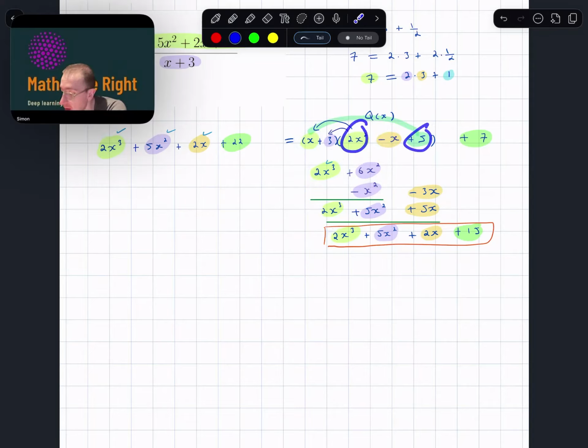It increases the power of 2x squared to x cubed, increases the power of x, 2x squared, and increases the power of the constant to make it an x term, a linear term from power 0 to power 1. We can't do that again. We've run out, right? We have gone down to the constant.